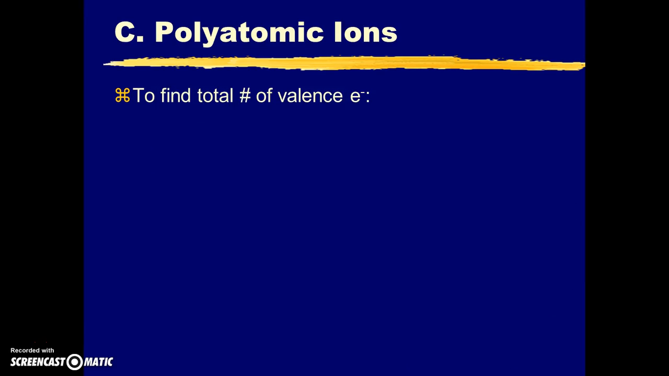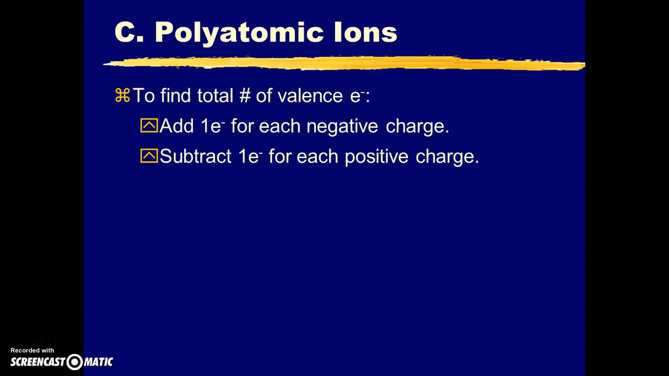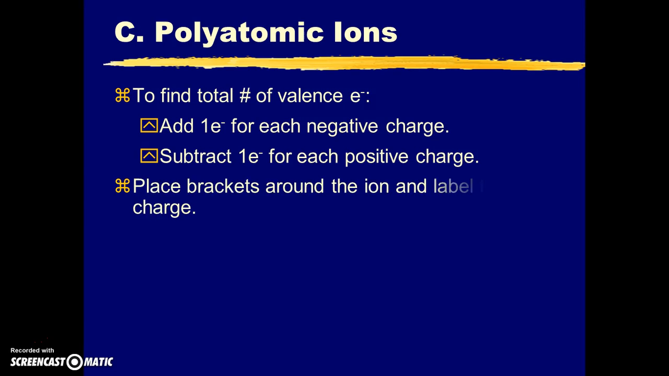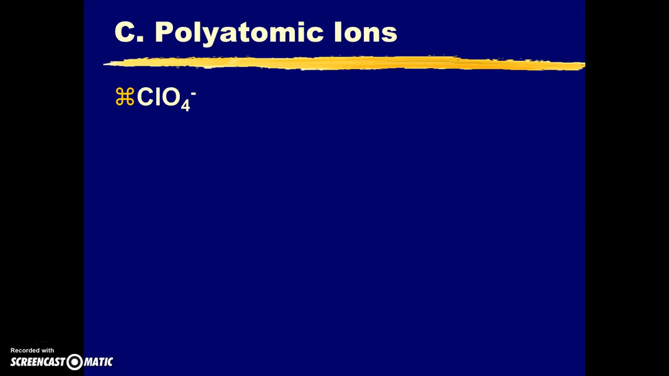If we have ions, what we call polyatomic ions, meaning ions with a charge, we're going to use that charge to either add electrons or subtract electrons. If the ion has a negative charge, we're going to add an electron for each negative charge. If it has a positive charge, we're going to subtract an electron for each positive charge. That's the only difference. And we have to place brackets around the ion in the end.